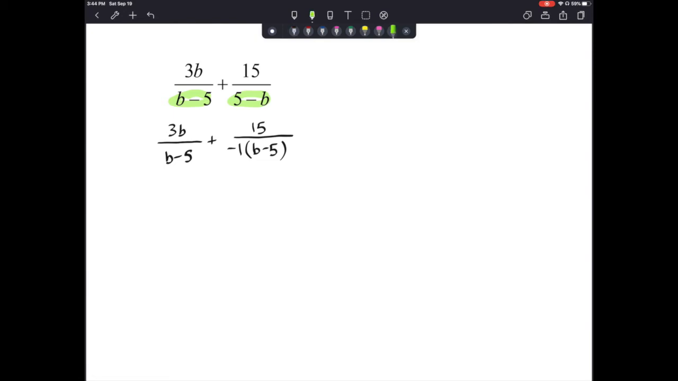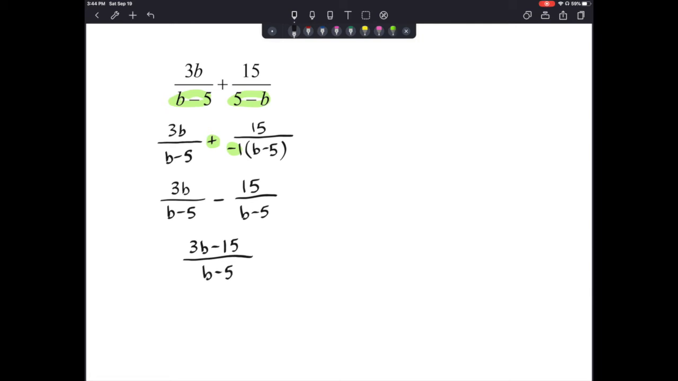But if I'm adding a negative, isn't that the same thing as subtracting? 3b over b minus 5 minus 15 over b minus 5. Now they're the exact same denominator, and we can combine it into one fraction: 3b minus 15 over b minus 5.